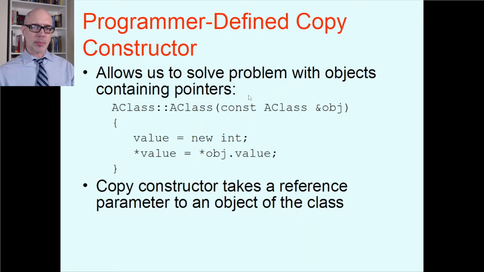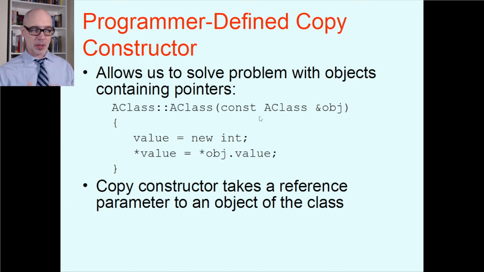So here's a programmer-defined copy constructor, and this is what allows us to solve that problem with objects containing pointers to dynamically allocated memory that they are responsible for controlling. So here's our copy constructor here. Of course, for this example, we're calling the class A class. Don't forget that constructors must be named the same as the class. So here's the name of this function here, my constructor A class.